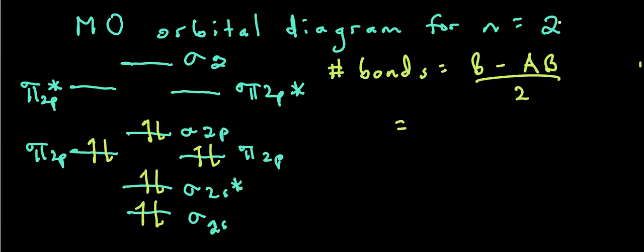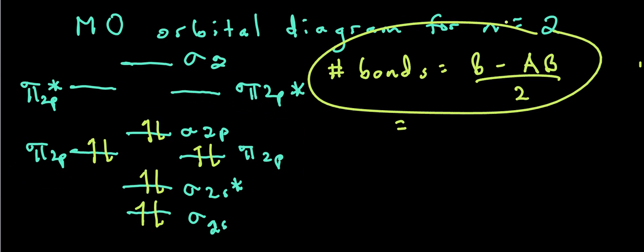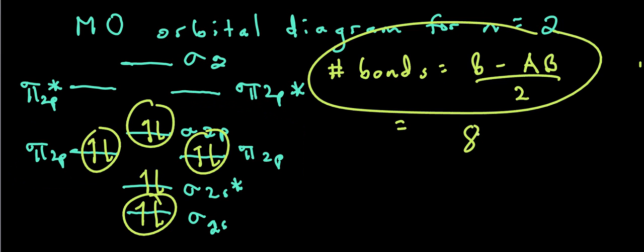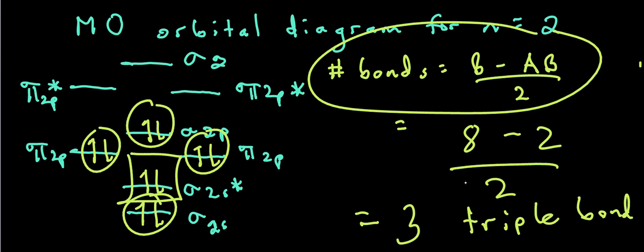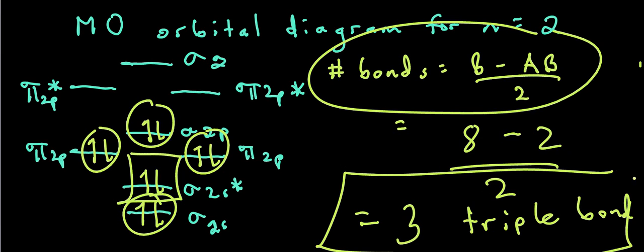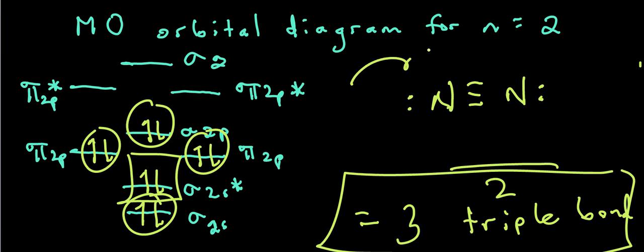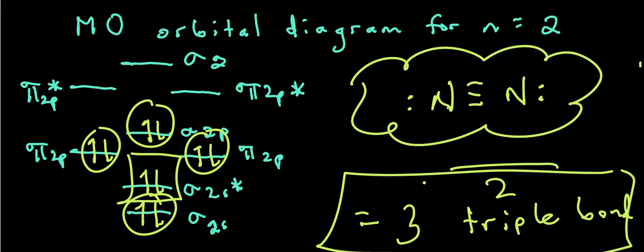Using our formula to get the number of bonds, we have 2, 4, 6, 8 bonding electrons, and we only have 2 anti-bonding electrons. 8 minus 2 divided by 2 gives us 3. A bond order of 3 means that we have a triple bond in our N2 molecule, which is the case. And when we do a Lewis structure for N2, we come up with this structure. Our molecular orbital theory has predicted we should have 3 bonds between our 2 N atoms, giving us a triple bond in our N2 molecule, which is stable and does exist.